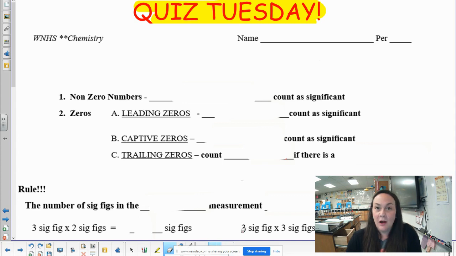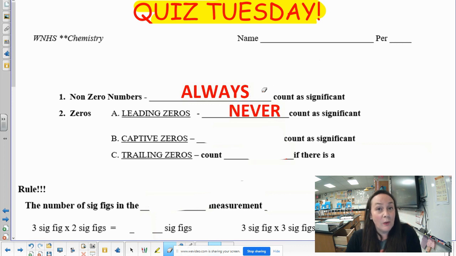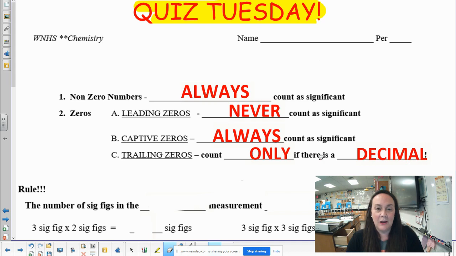So just to give you a little bit of a refresher, the non-zero numbers, I'm talking 1, 2, 3, 4, 5, 6, 7, 8, and 9. Remember, the non-zero numbers always count as significant. Well, giving up answers here. The leading zeros, the zeros in the front, never count as significant. And then the captive zeros always count as significant. And then the trailing zeros only count if there is a decimal. Okay, so non-zero numbers always count. Zeros in the front never count. Zeros in the middle of two non-zero numbers always count. And the ones at the end count if there's a decimal.